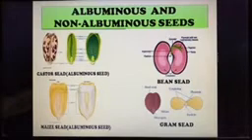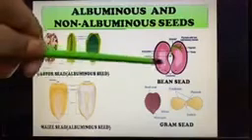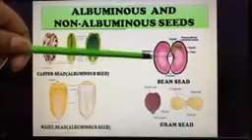Now the other category of seed is the non-albuminous or non-endospermic seed, right? In pea and gram, you will see these seeds are said to be non-albuminous seeds. Again, the name is clear: non-albuminous or non-endospermic means endosperm is not there. Instead of endosperm, there are well-developed cotyledons. Here the cotyledons are not well developed, but in these seeds the cotyledons are very much developed.